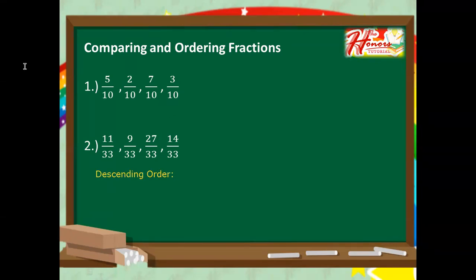For the descending order, you have to start from greatest to least. So the greatest number that we have here is 27, so write 27 over 33. And then we have here 14, so that is 14 over 33. And then we have here 11, so that is 11 over 33. And then we have here 9, so we have here 9 over 33. So this is the descending order, meaning greatest to least.